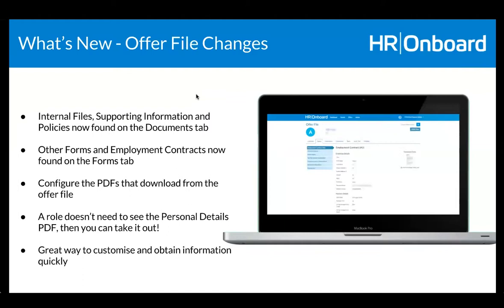So under the Documents tab, you now see policies and supporting information and those things there. Under the Forms tab, you see all of the forms that the new starter has completed and all of the forms that are being generated by what the new starter enters. This includes employment contracts, and now the tax declaration is on the Forms tab. Any other forms that are generated as part of the new starter filling out their information are on the Forms tab.